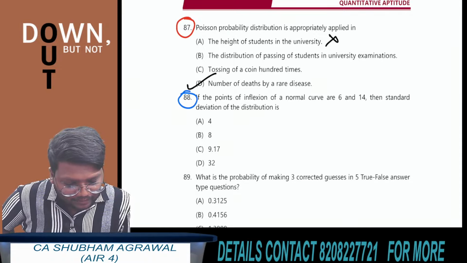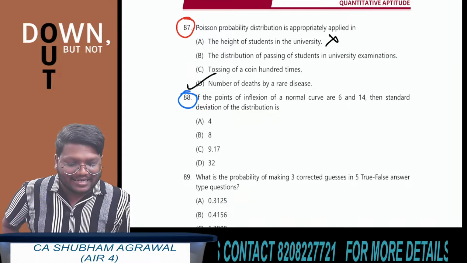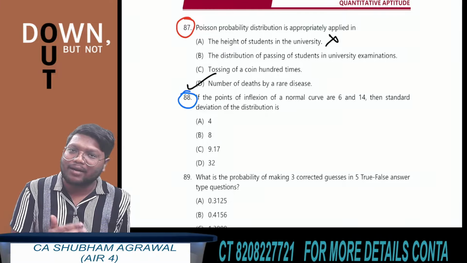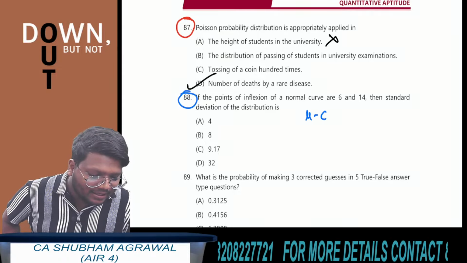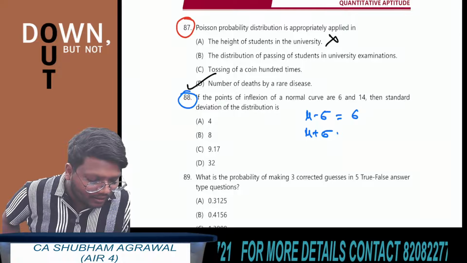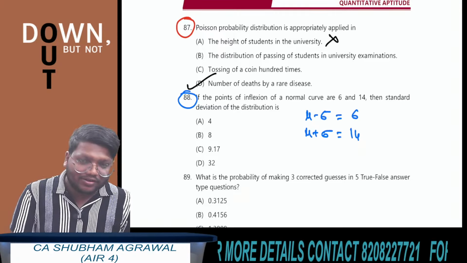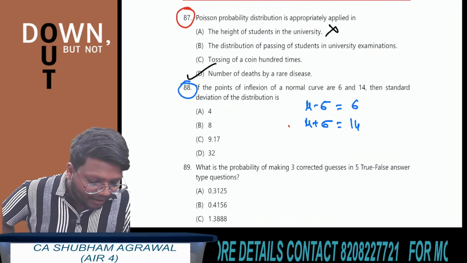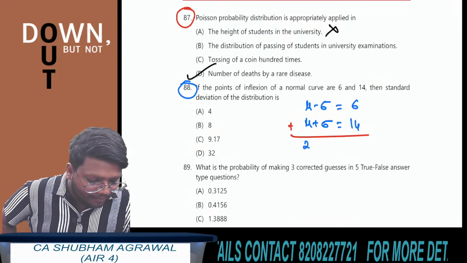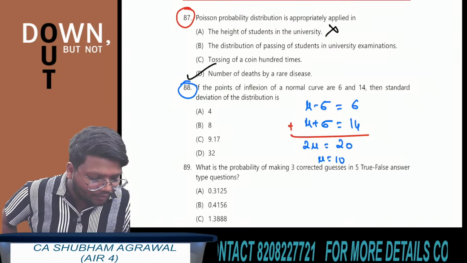Question number 88. If the points of inflection of a normal curve are 6 and 14, then the standard deviation of the distribution is. What is the formula of points of inflection? Mu minus sigma and mu plus sigma. Here mu minus sigma is 6 and mu plus sigma is 14. See what I am doing here? I am adding both these equations. Mu plus mu is 2 mu, and minus sigma plus sigma will get cancelled, and 6 plus 14 is 20. We have got the value of mu as 10.